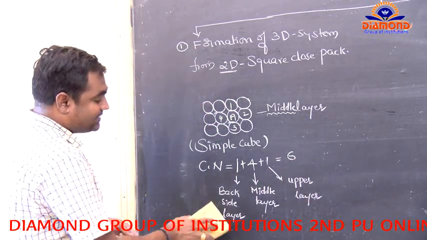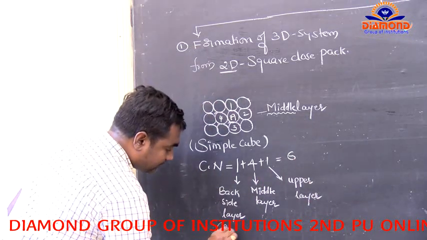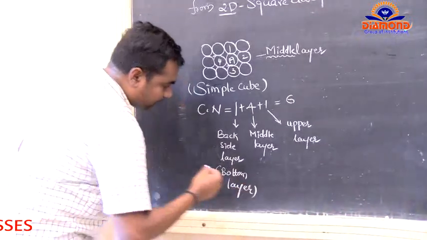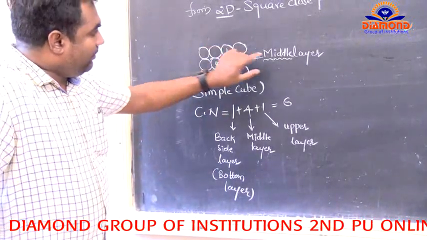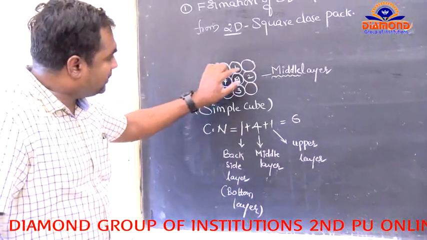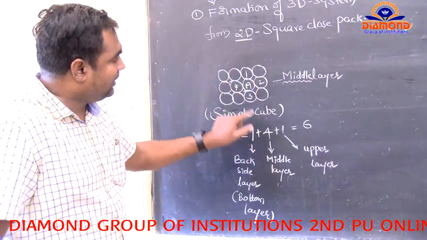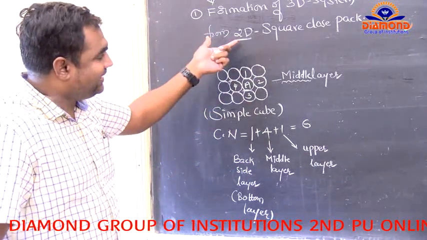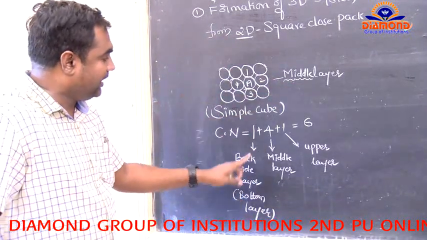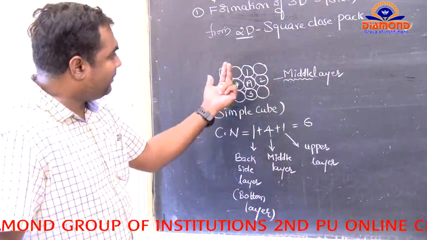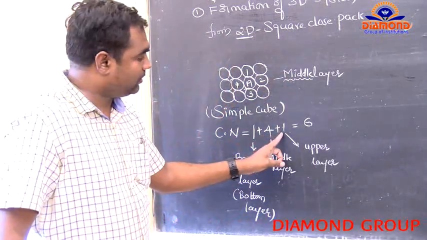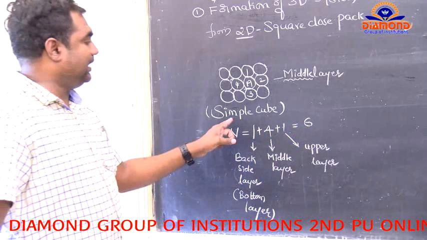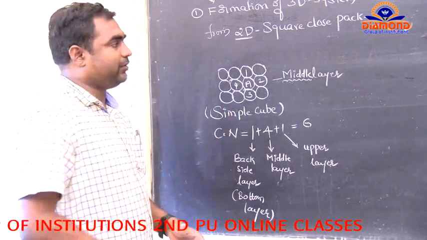So the back side is simply the bottom layer. Here is the middle layer. From the middle layer, a total of 4 atoms are in contact with atom A. So 4. Below that, the back side of this is the middle layer. In the bottom layer, one atom is in contact, and above this layer we get one atom. It's like 1 plus 4 plus 1, a total of 6 atoms is the coordination number.